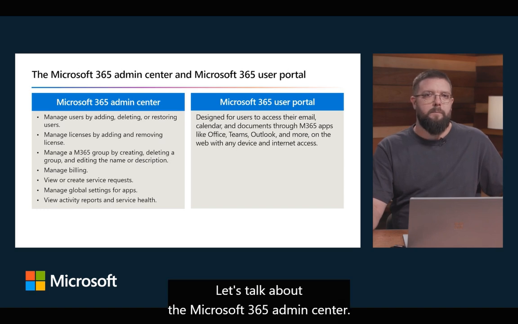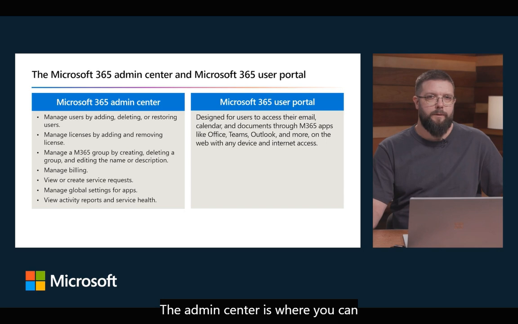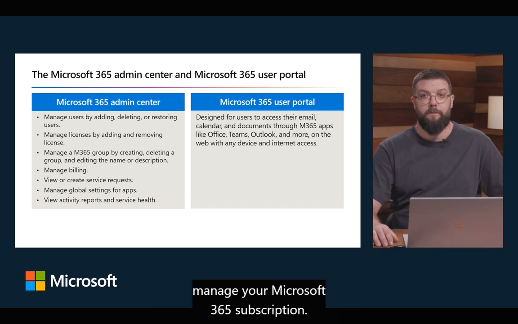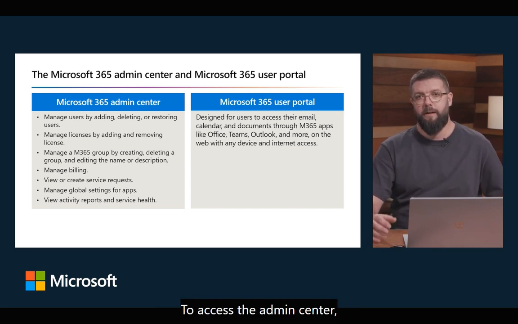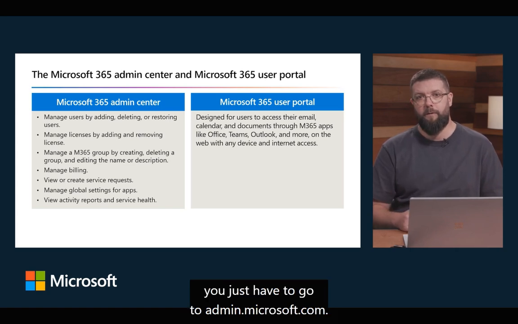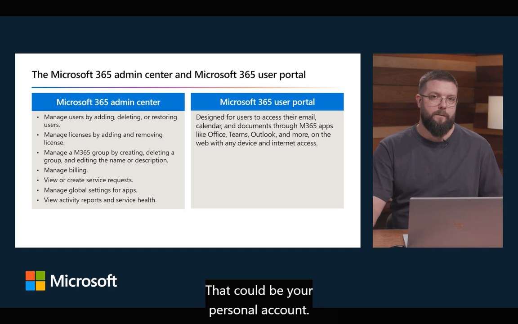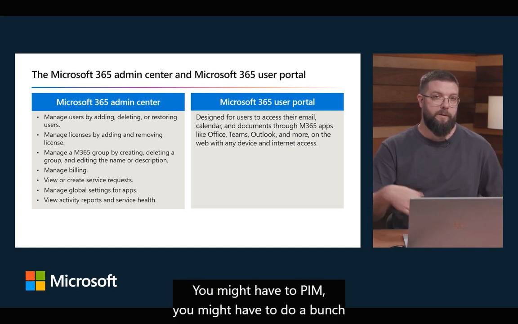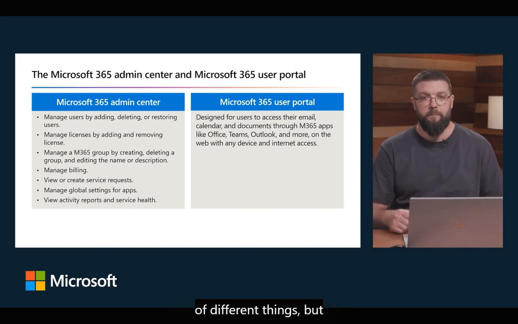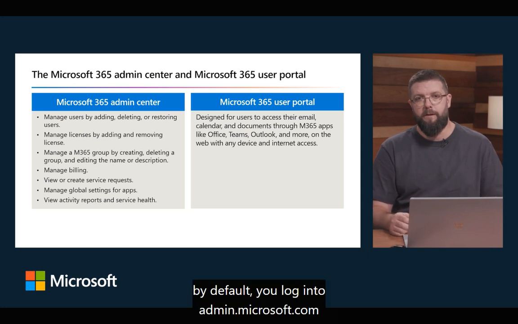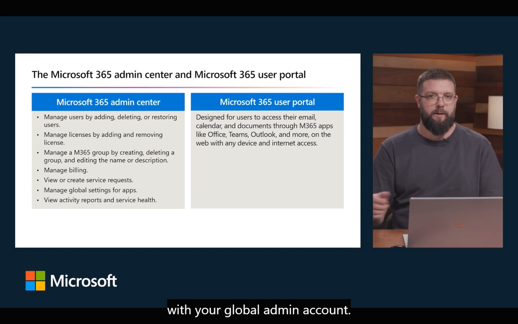Let's talk about the Microsoft 365 Admin Center. So the Admin Center is where you can manage your Microsoft 365 subscription. To access the Admin Center, you just have to go to admin.microsoft.com. Now you sign in with your admin account. So that could be your personal account. You might have to PIM, you might have to do a bunch of different things, but by default, you log into admin.microsoft.com with your global admin account.